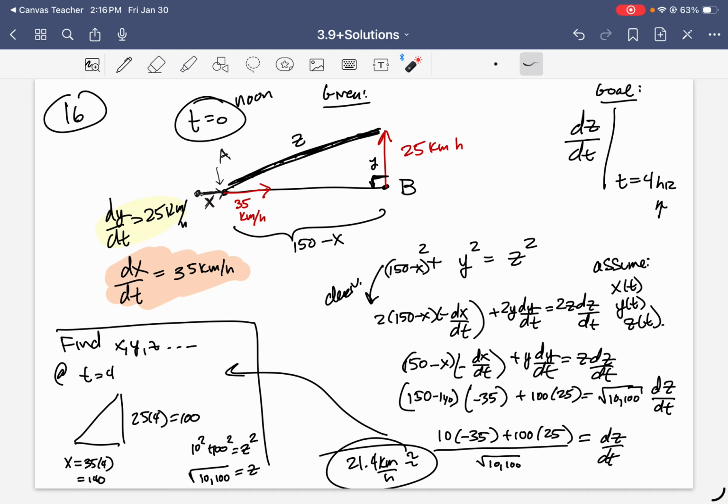Now here's an interesting one. Look at 16. We've got ship A. It starts out all the way over here at 150 kilometers away. Do you see it? There's 150 kilometers. Then it moves a little bit, and when it does, we stop, and its distance now is 150 take away that x that we moved.